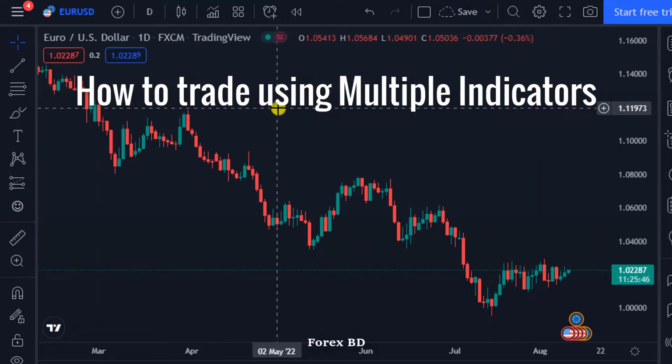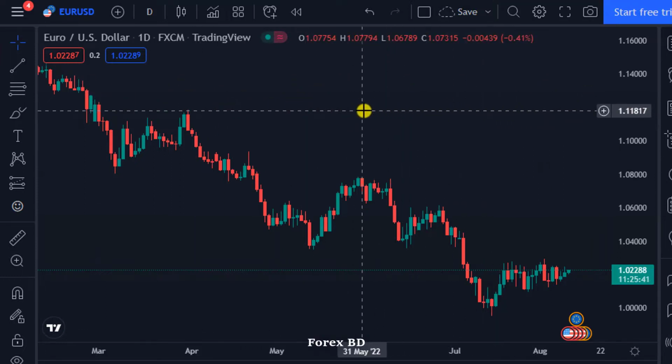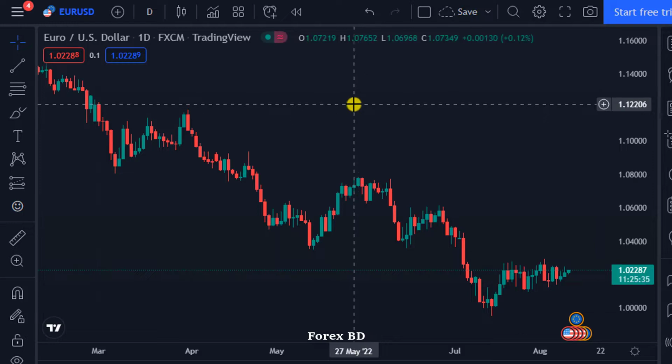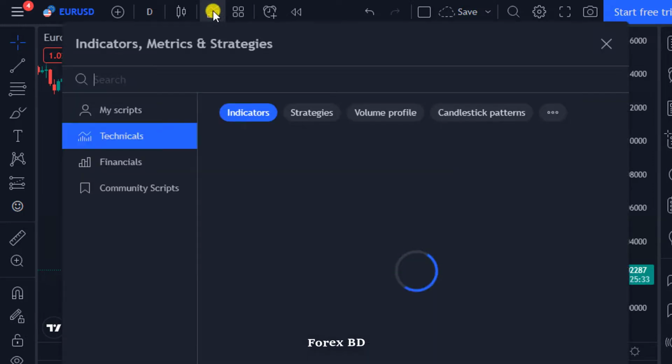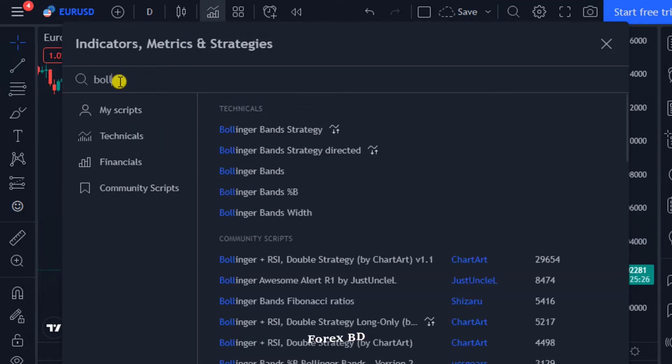Each indicator moves with its market price, but their movements are not the same. Each indicator provides one type of signal. The indicators we will use today are Bollinger Bands and Stochastic. Before that, take a look at how to set up these two indicators.